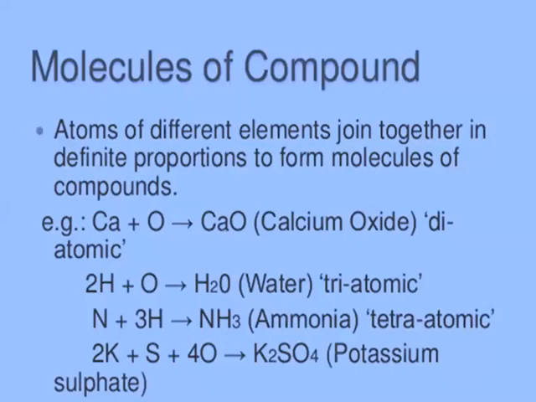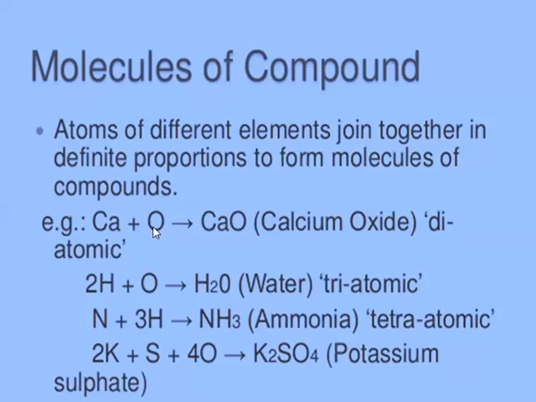Atoms of different elements join together in definite proportions to form molecules of compounds. A molecule of calcium, when combined with a molecule of oxygen, forms calcium oxide. Atomicity is 2, as two atoms are present in a molecule, and this is an example of a diatomic molecule.